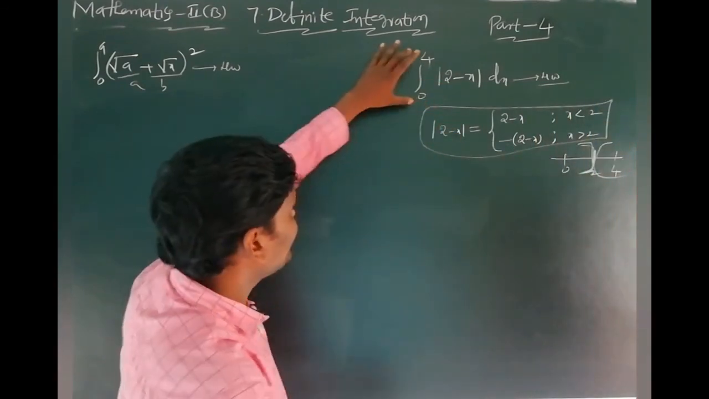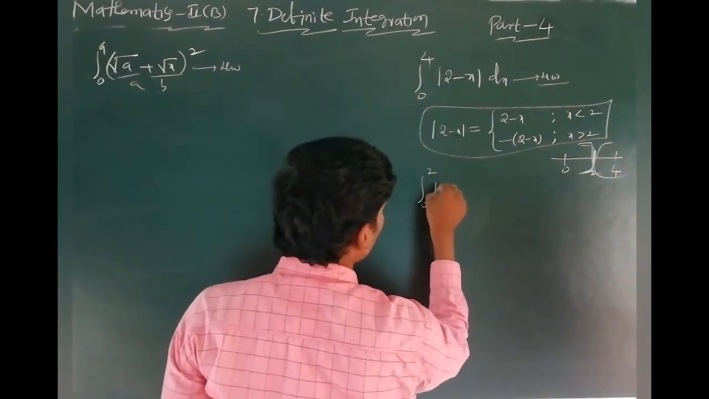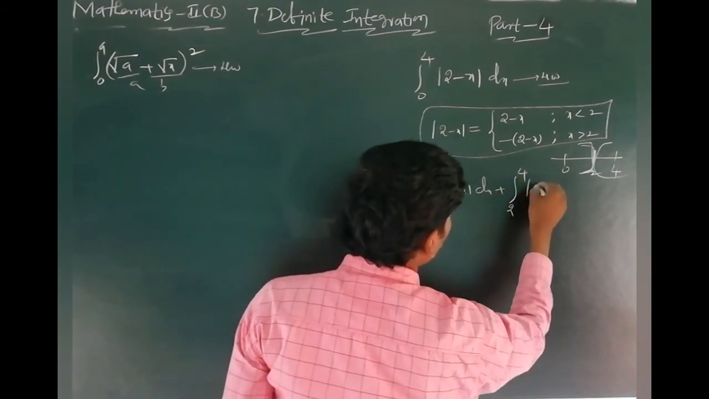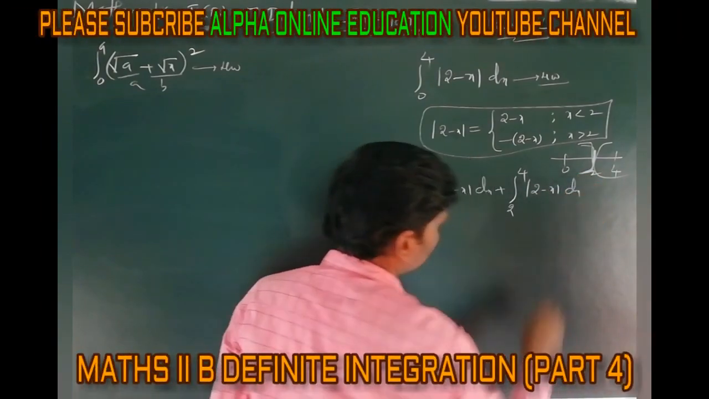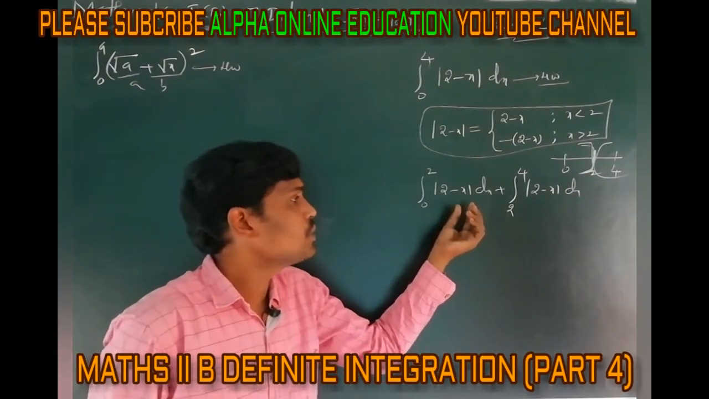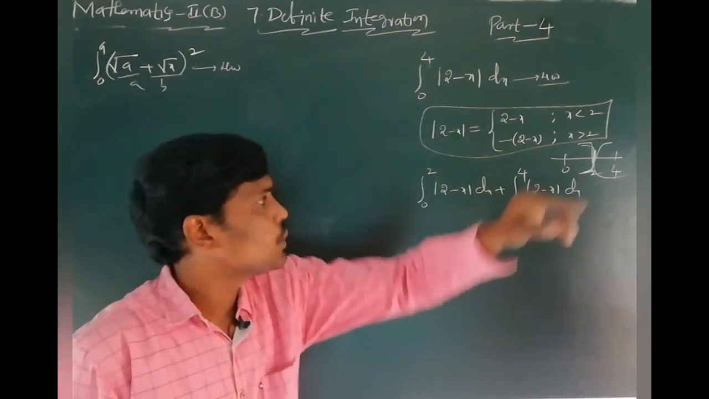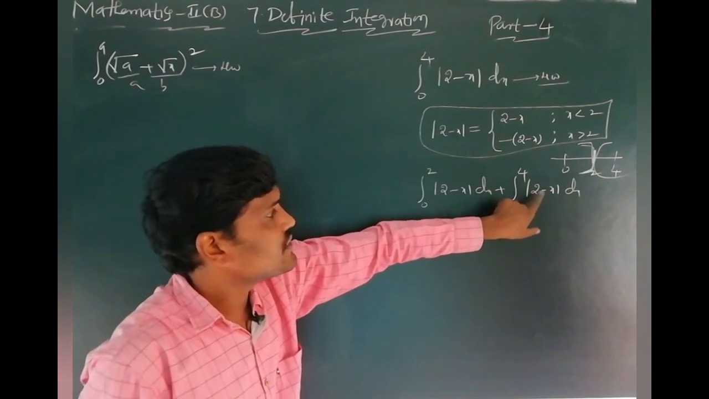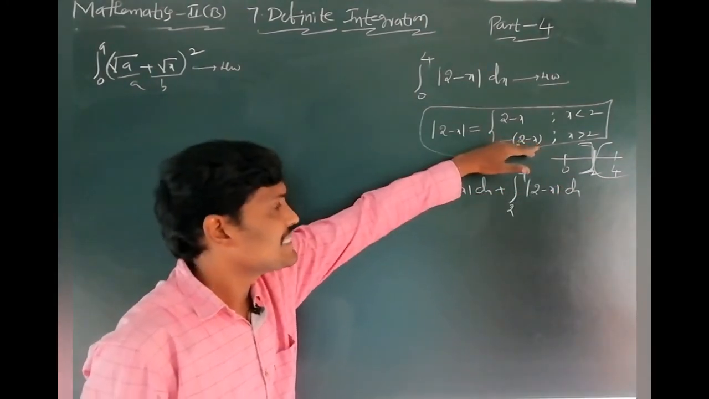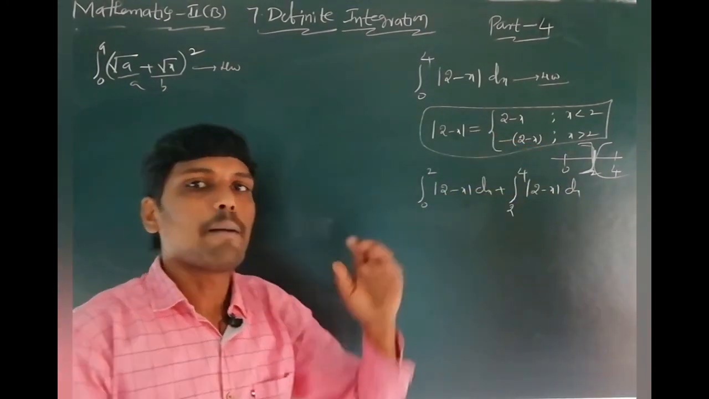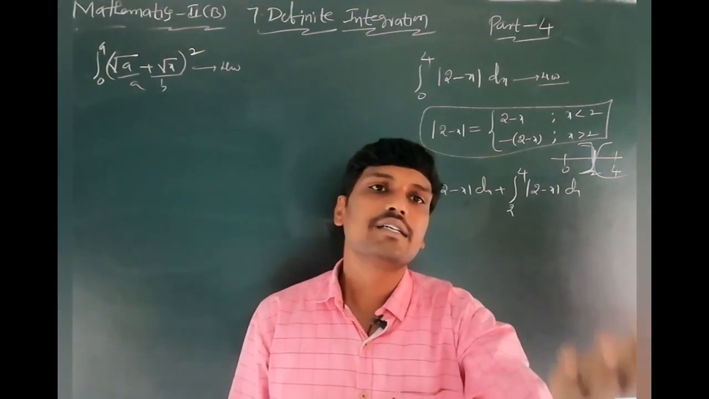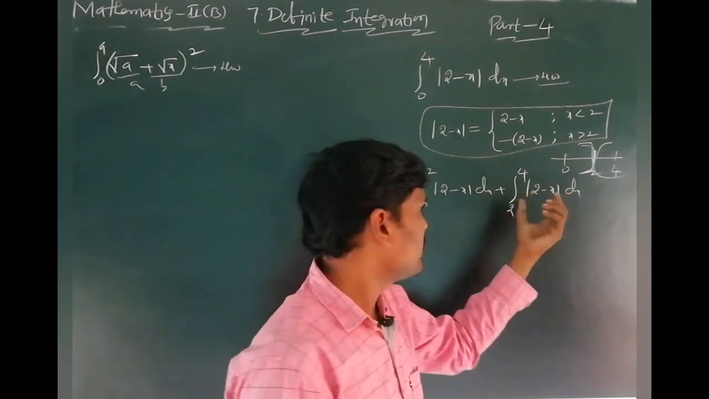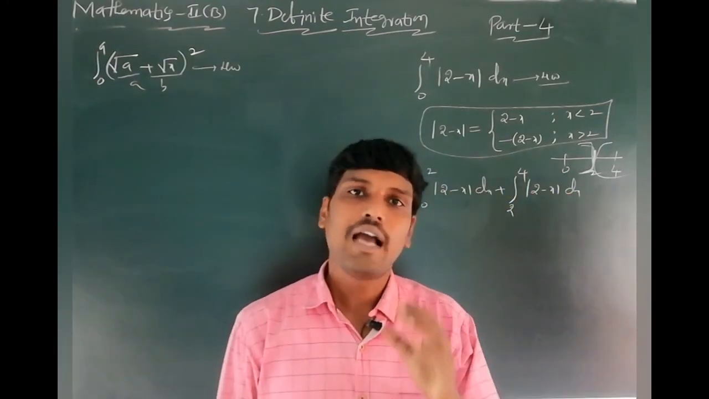After that, this integration you can write as integral 0 to 2 modulus of 2 minus x dx, plus integral 2 to 4 modulus of 2 minus x dx. Here integral 0 to 2 has a positive value by using this condition. Integral 2 to 4 has a negative value by using this condition. After that, separate the integration and do it like the previous problem model. Okay students, this is also a very important problem in the IP examination.